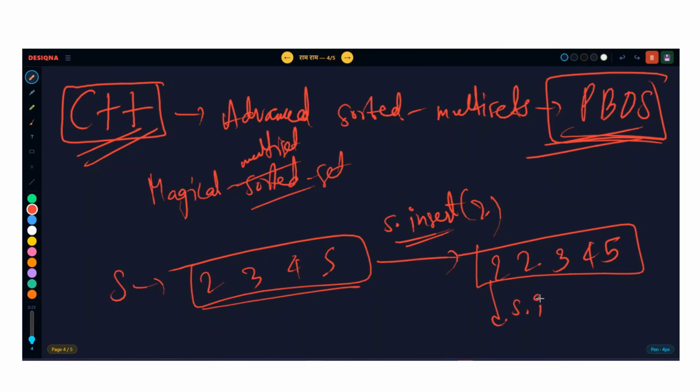Guys, if in this sorted set I try to insert 4, how will my final sorted set look like? I want all the people in the meeting to write the answer in the Google chat. If my current sorted set is 2 2 3 4 5, if I try to insert 4, how will my advanced PBDS look like if I insert 4 into it?